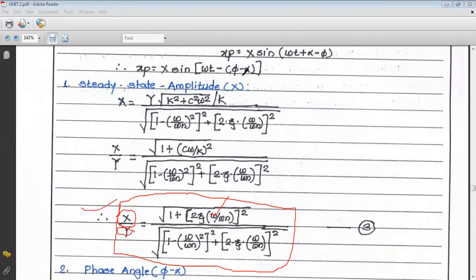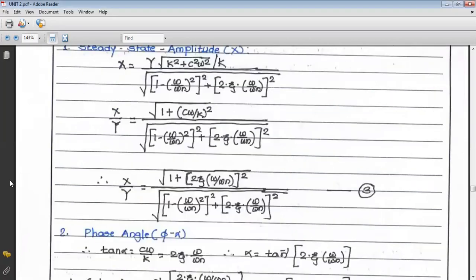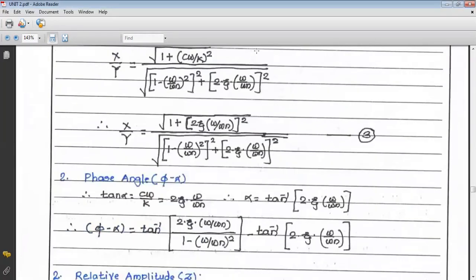Now what is the phase angle? The phase angle is phi minus alpha. Now we know the value of phi. So what is the value of phi? Phi is tan inverse of 2 zeta omega upon omega n divided by 1 minus omega upon omega n square. Now what is the value of alpha?